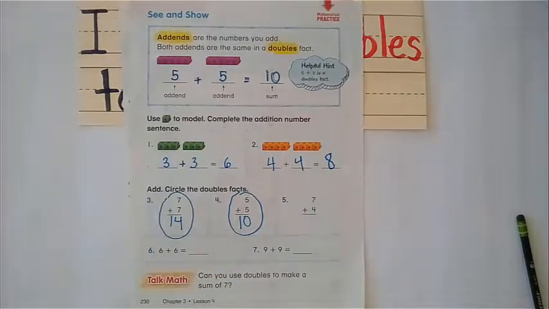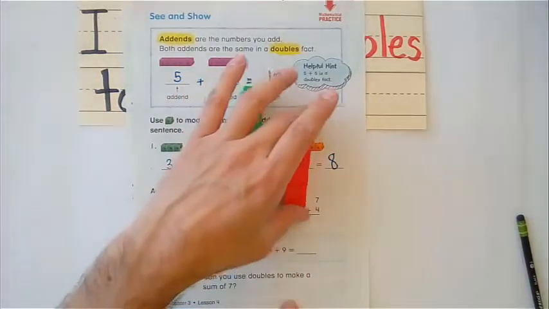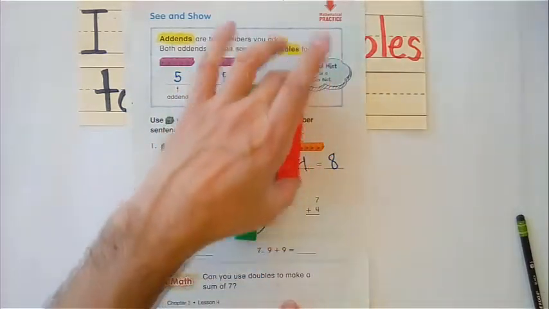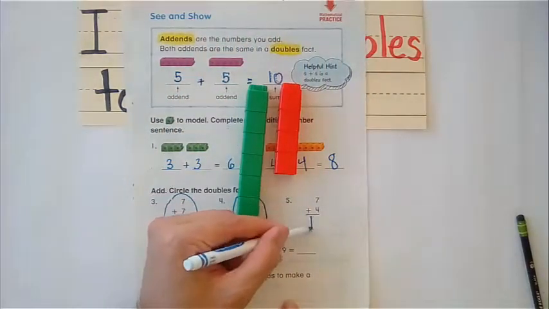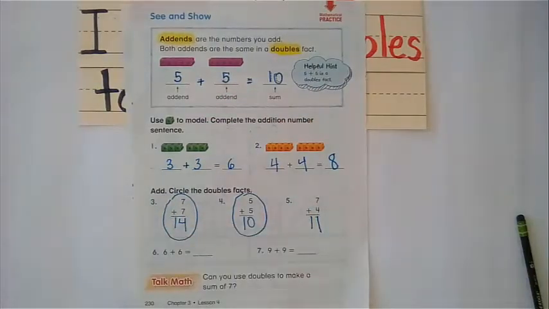Well, if I say 7 and then I have 4, I could say 7, 8, 9, 10, 11. So I could have 11. Now I'm not going to circle this because these are not doubles. It says only circle the doubles. Okay, how about this one?